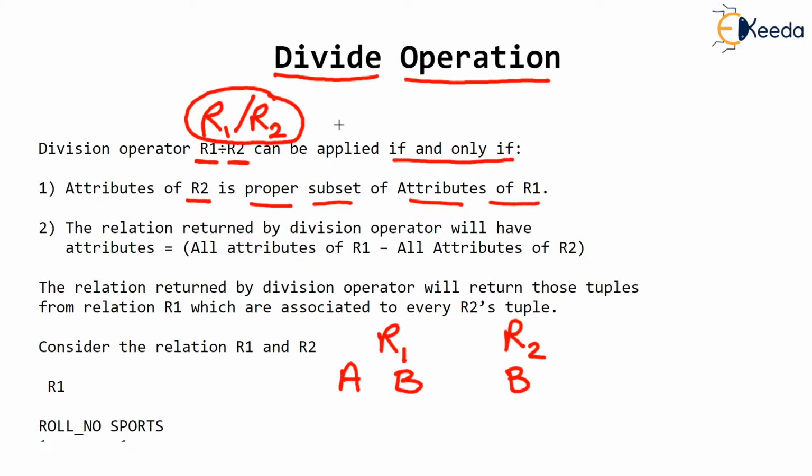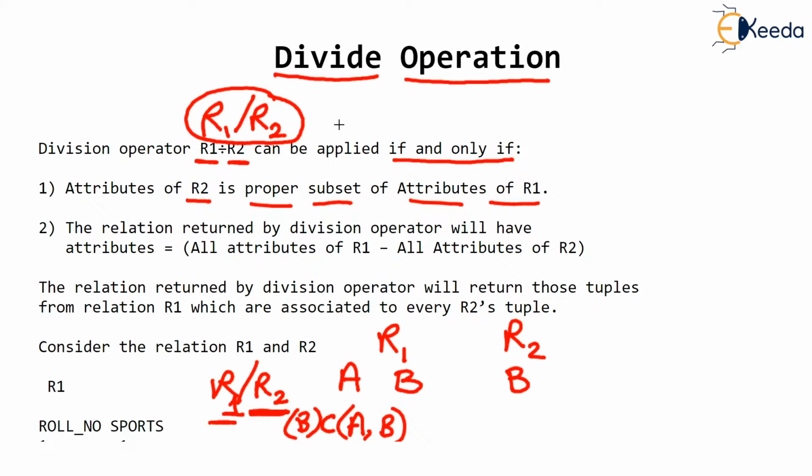Check the rule. The rule is you can have R1 divides R2 only if the attributes in the denominator R2 are a subset of the attributes in the numerator. What are the attributes in R1? A comma B. What are the attributes in R2? Only B. Yes, this B is a subset of the attributes of R1.